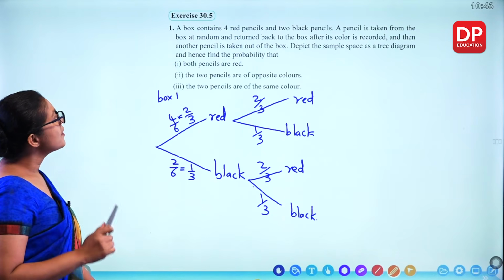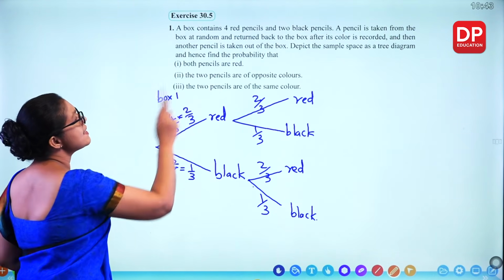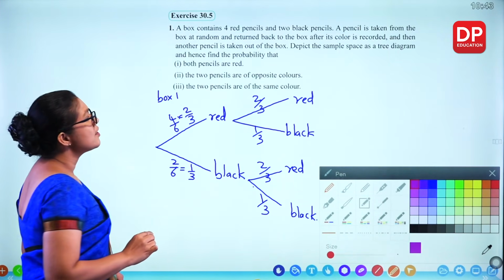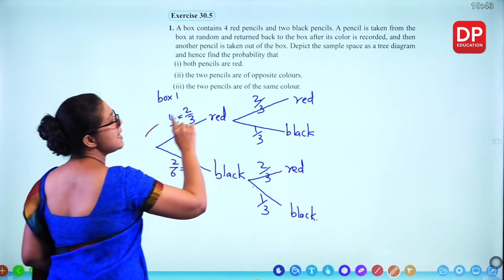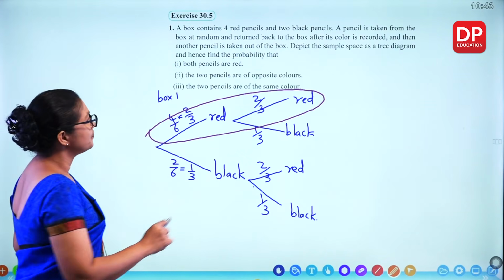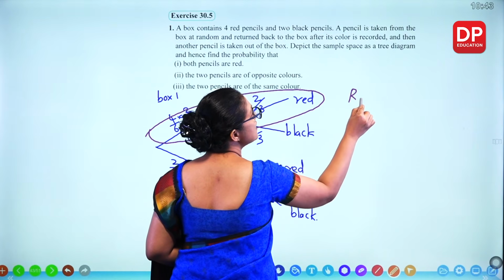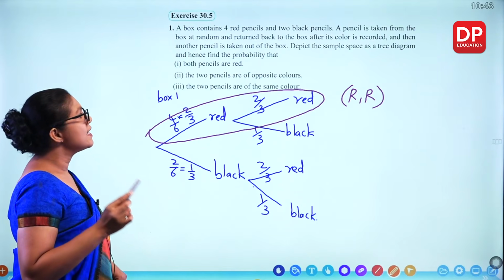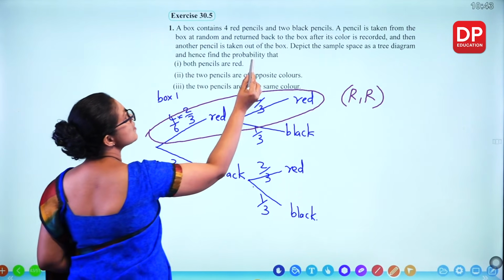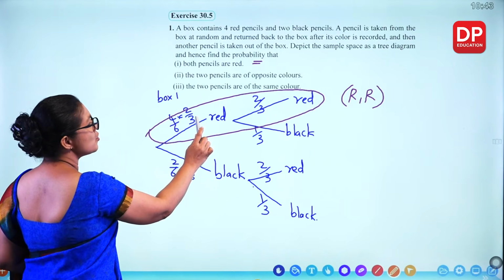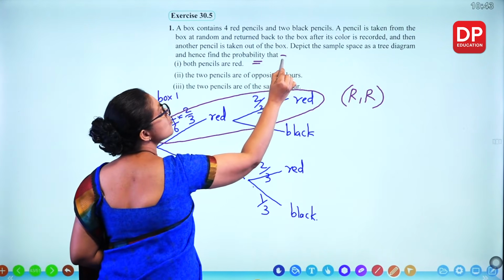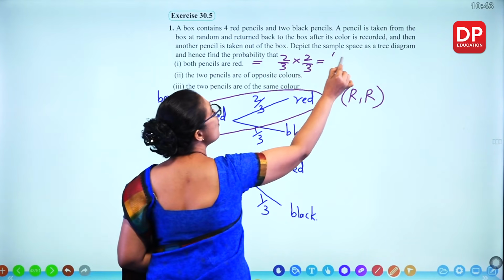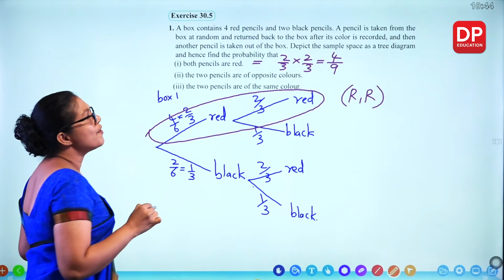Now we'll try to answer the questions. Both pencils are red. So we'll try to mark the branches. Both pencils are red means you have to select this branch. So what you get? Red and red. So how we find out the probabilities? We can multiply the probabilities. So here red and red. 2/3 and 2/3 again. 2/3 multiplied by 2/3. What you get? 2 times 2, 4. 3 times 3, 9. 4/9.